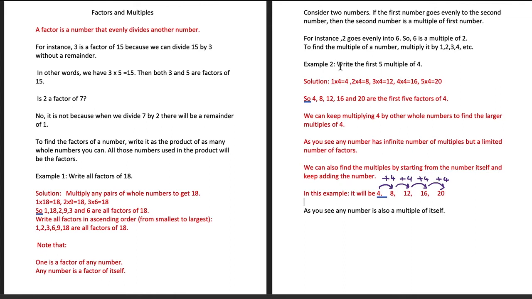Let's look at an example. Write the first 5 multiples of 4. So we want to find the multiples of 4, but only the first 5 of them. So we times 1 by 4, we get 4. We times 2 by 4, we get 8. 3 by 4, you get 12. 4 by 4, you get 16. And 5 by 4, you get 20. Now 4, 8, 12, 16, and 20 are all multiples of 4.